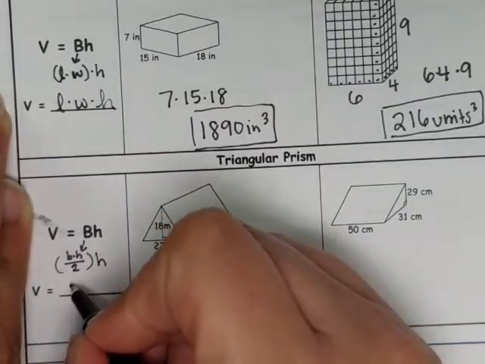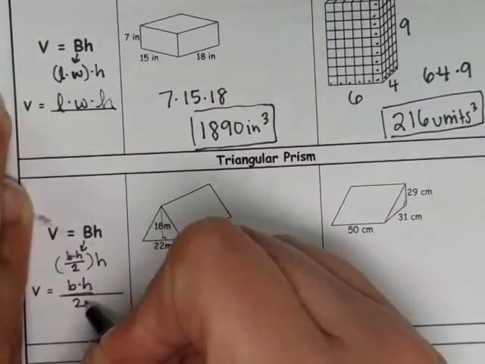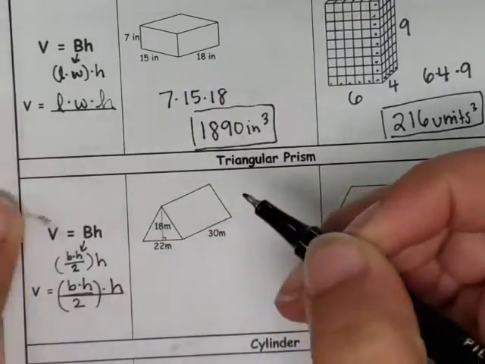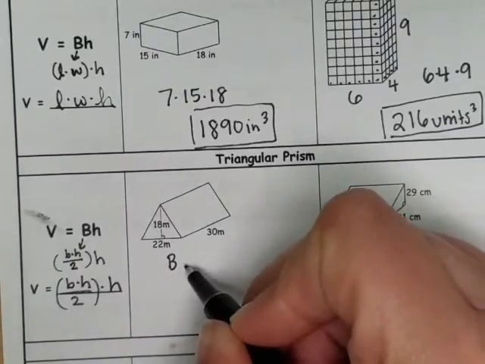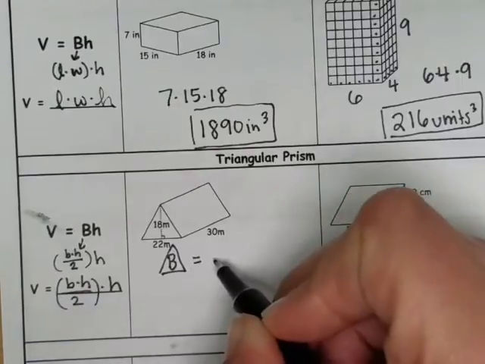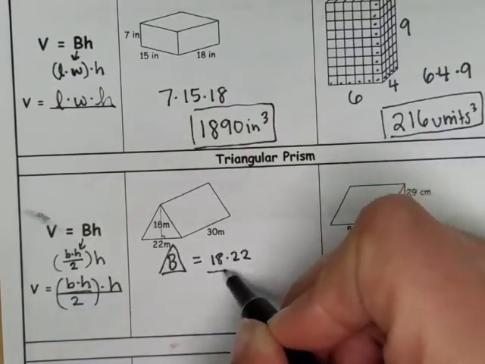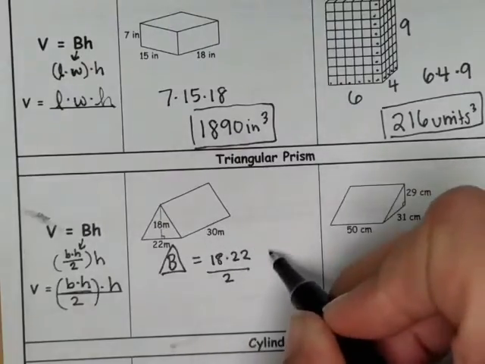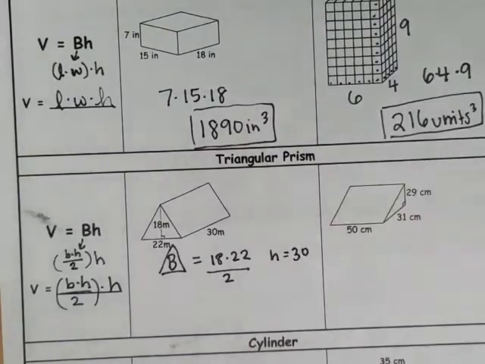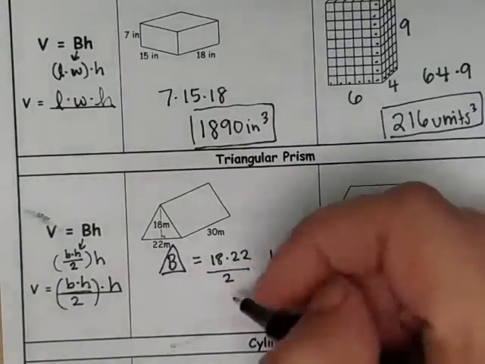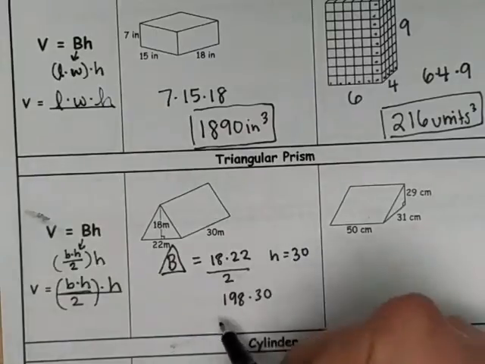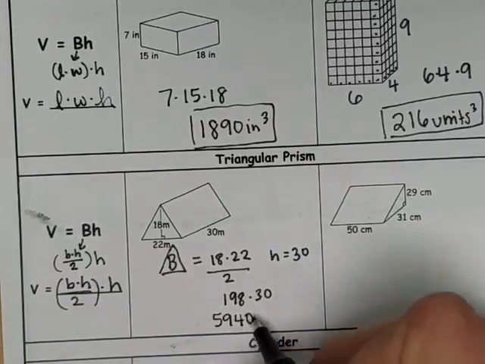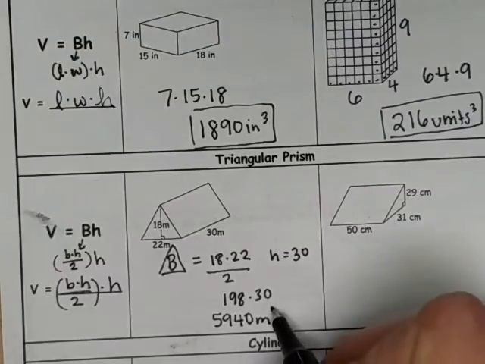So base times height divided by 2 times height of the prism. So right here, your base is your triangle. Okay, so its area is 18 times 22 divided by 2. And then your height is 30. So 18 times 22 divided by 2 gives me 198. And then times 30. So 5,940 meters cubed.